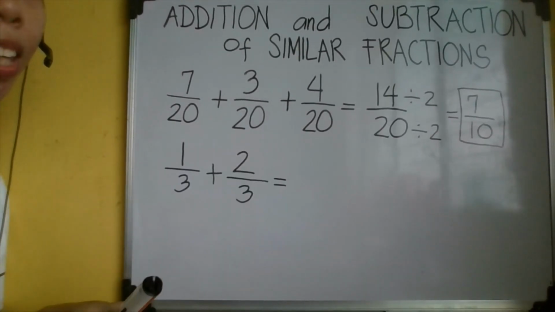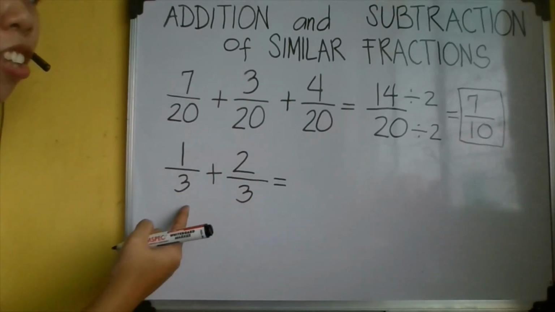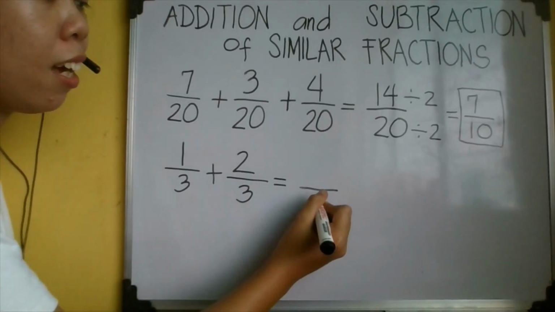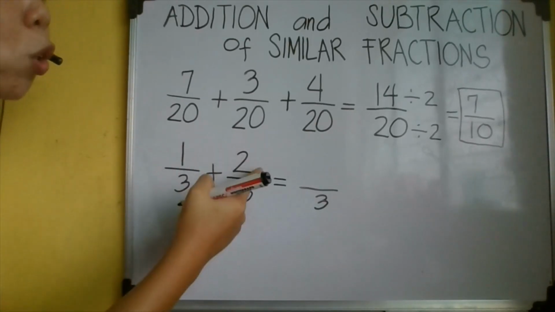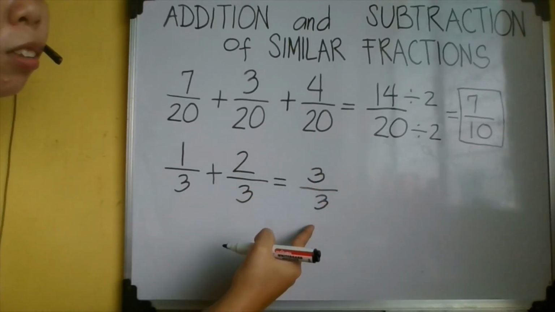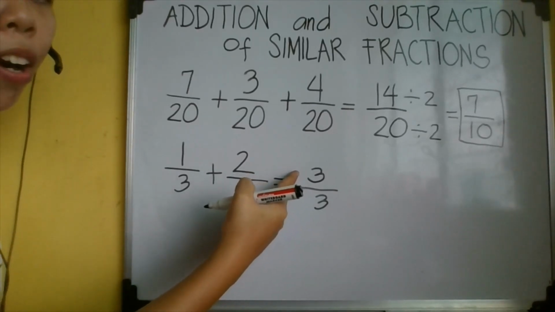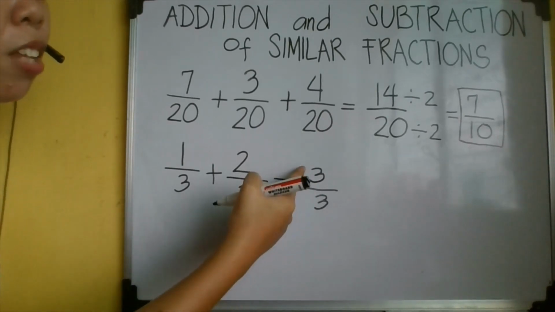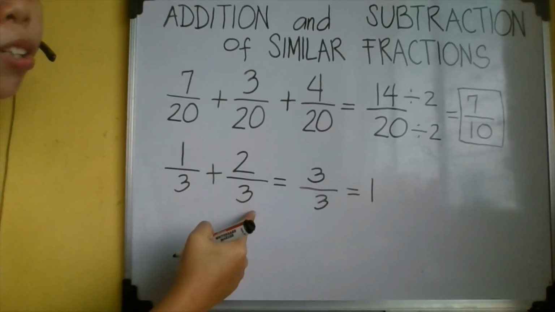Another example, we have 1/3 plus 2/3. Since they are similar fractions, we just copy their common denominator, and that is 3. Then find the sum of their numerators. So 1 plus 2, we have 3. Then divide the numerator and the denominator. Since this is an improper fraction because the number in the numerator is the same as the number in the denominator, 3 divided by 3 is 1. So therefore, 1/3 plus 2/3 is equal to 1.